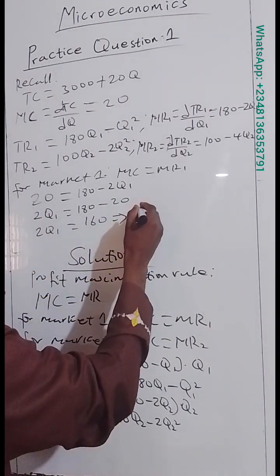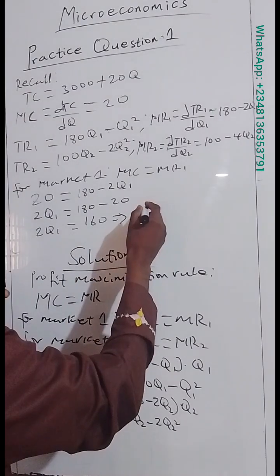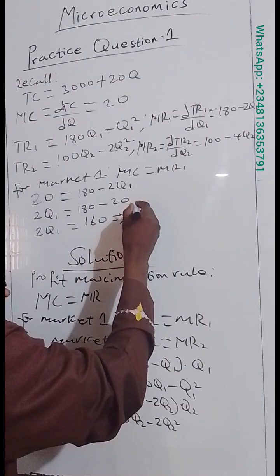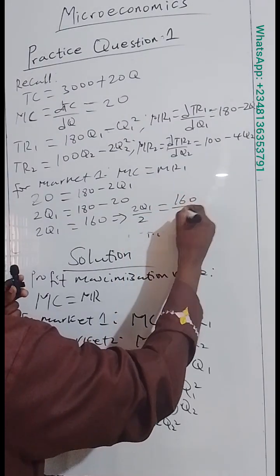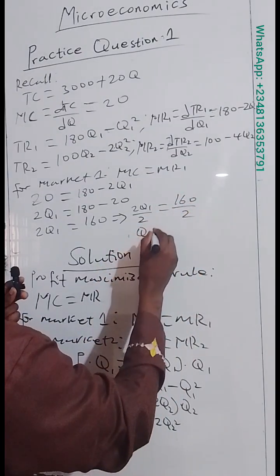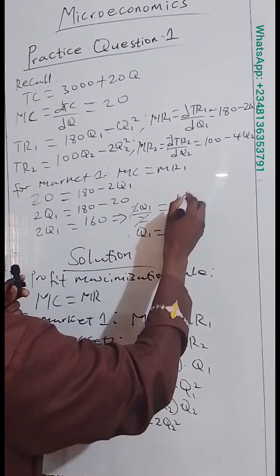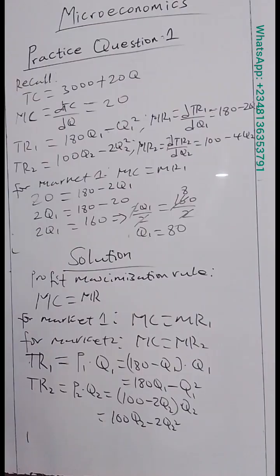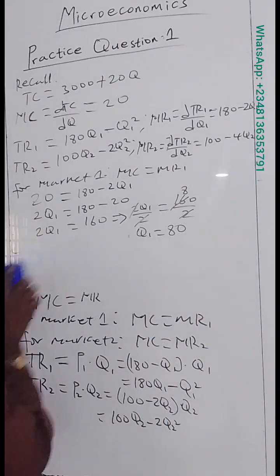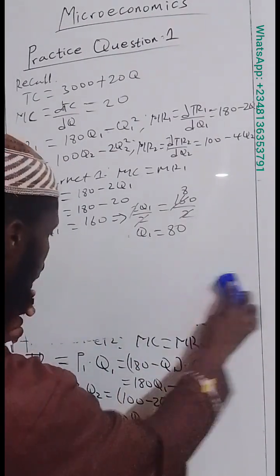So we are going to divide both sides by 2. Then we have 2Q1 over 2 equals 160 over 2. So Q1 is going to be equal to 80, meaning that the total output sold in market 1 is 80 units.